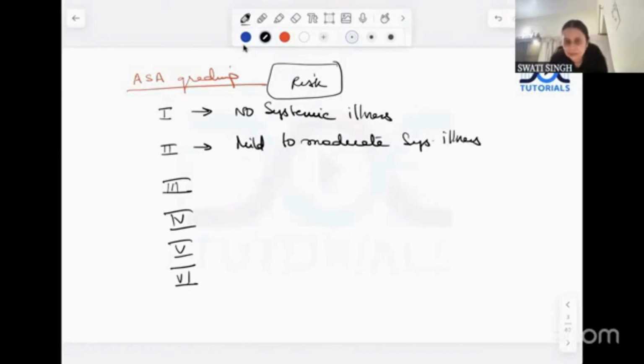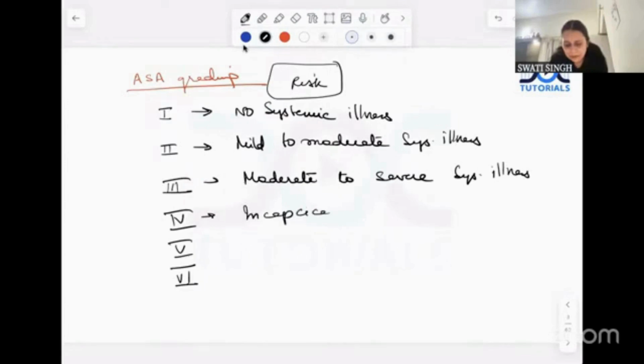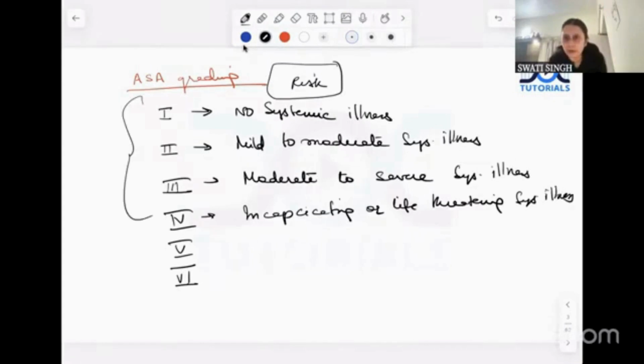ASA grade 3 is moderate to severe systemic illness. ASA grade 4 is incapacitating, life-threatening systemic illness, which is a constant threat to life. So guys, let us first talk about ASA grades 1 to 4. Mostly the questions are from grades 1 to 4.